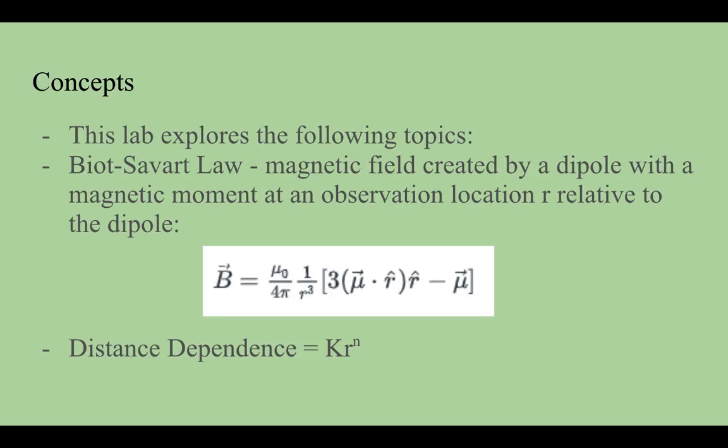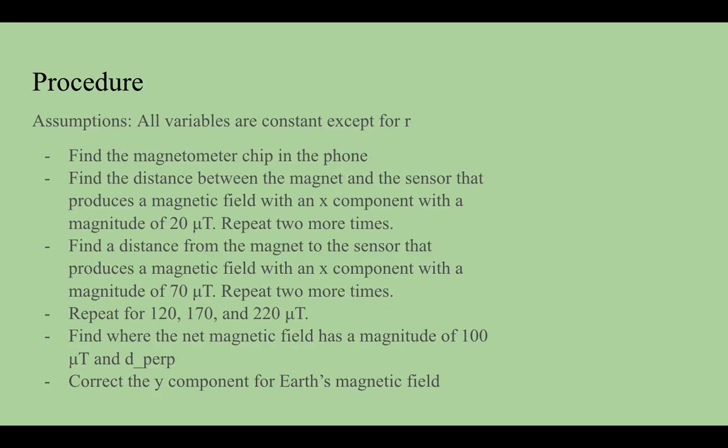Some key concepts this lab explores: the Biot-Savart law, which is the magnetic field created by a dipole with a magnetic moment at an observation location r relative to the dipole, so the equation can be seen here. And then distance dependence, which is kr to the n. An assumption for this lab is that all variables are consistent except for r.